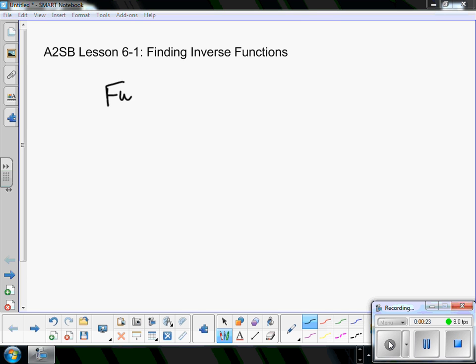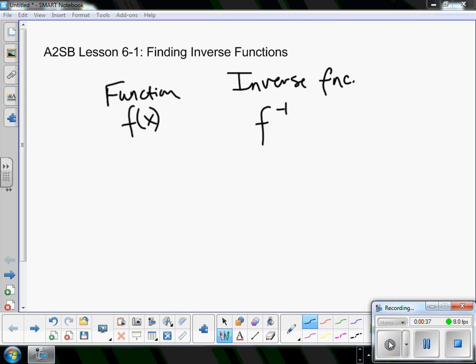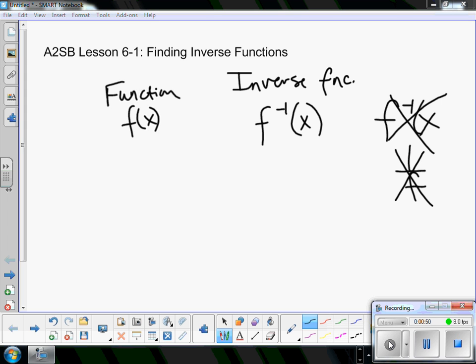So we have our function f of x, and our inverse function, we're going to write it as, I'm just going to write it as FNC for right now, but inverse function is f, and it looks like it's to the -1 power of x. That's not what it means, so just right now get it out of your head. This is not what this means. It doesn't mean 1 over f, so we're just going to ignore that right away. This is just how we're writing an inverse function.